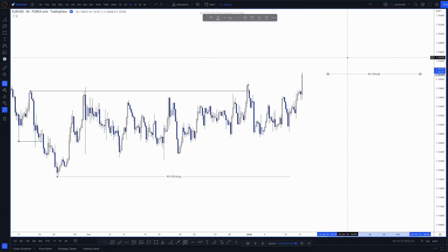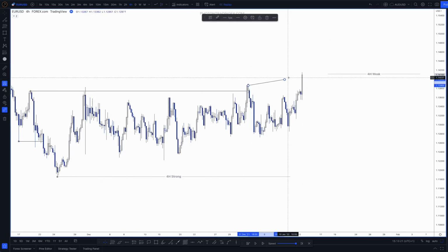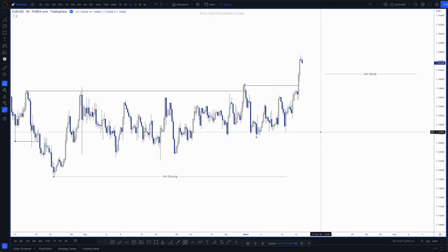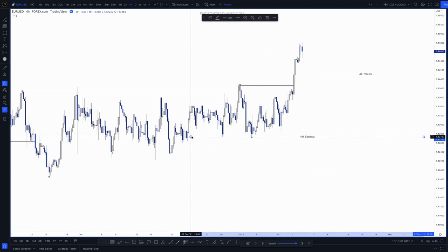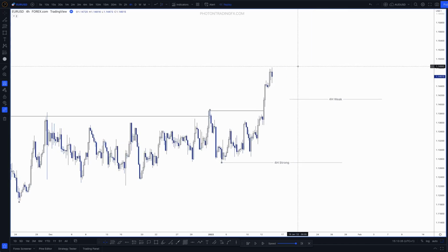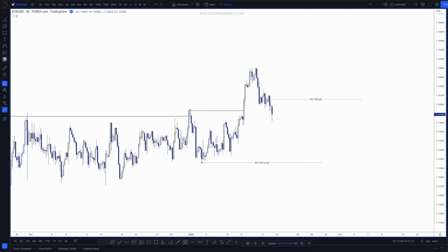Do we get a break and close above? Yes, we do. Okay, there's another BOS. Cool, there we go. And there's our swing low, okay? So at this moment, you can obviously adjust this to be your strong low here. All right, so on and so forth. And then this is our weak high here, right?